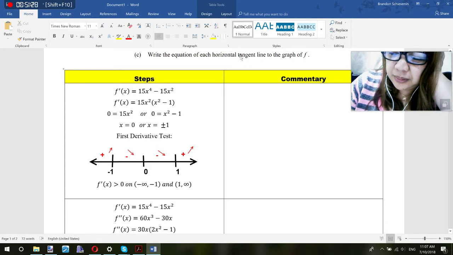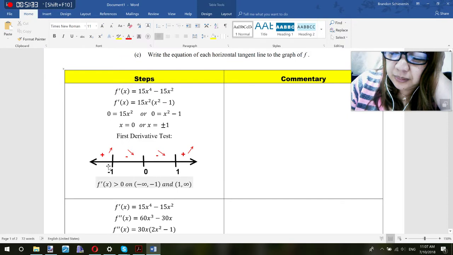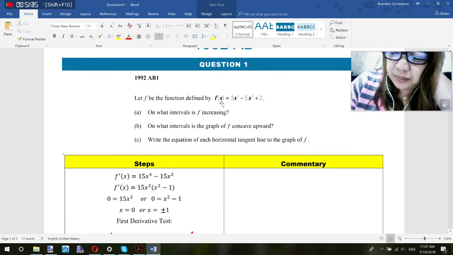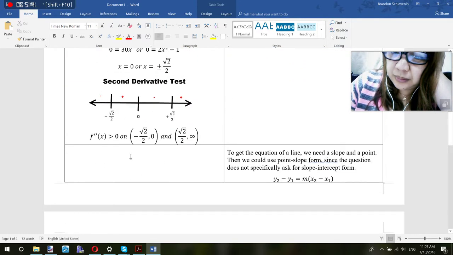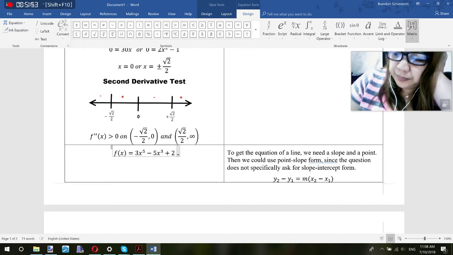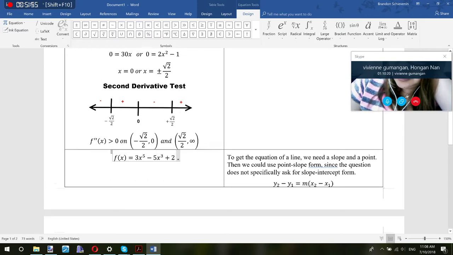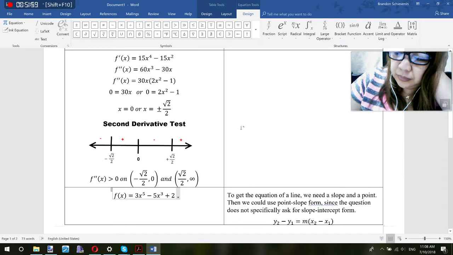So we need the equation of the horizontal tangent line. I'm going to plug in -1 first into our original equation. So I'm going to rewrite this part. f of x is 3x to the 5th power minus 5x cubed plus 2. Okay, double check. 3x to the 5th minus 5x cubed plus 2. That's good. Okay.